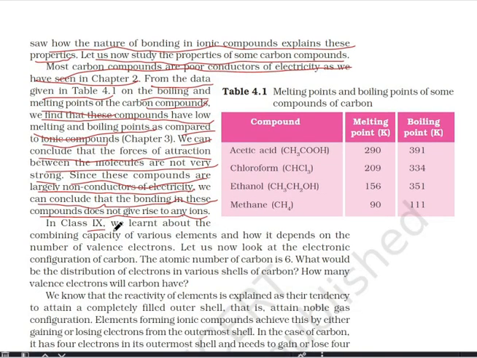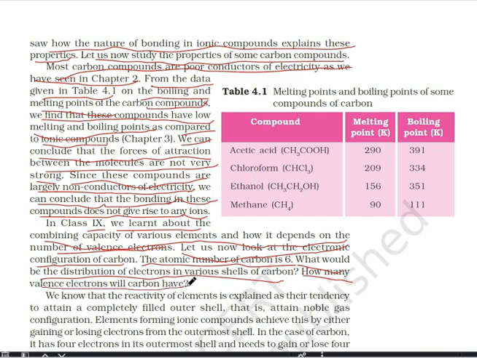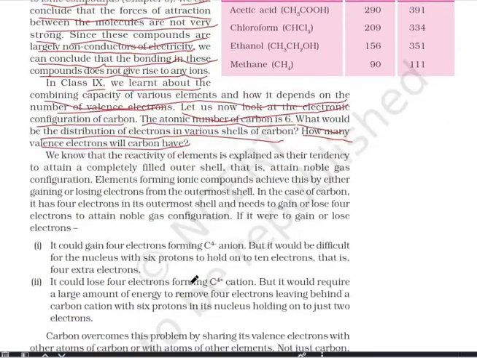In class 9th, we learnt about the combining capacity of various elements and how it depends on the number of valence electrons. Let us now look at the electronic configuration of carbon. The atomic number of carbon is 6. What would be the distribution of electrons in various shells of carbon? How many valence electrons will carbon have?